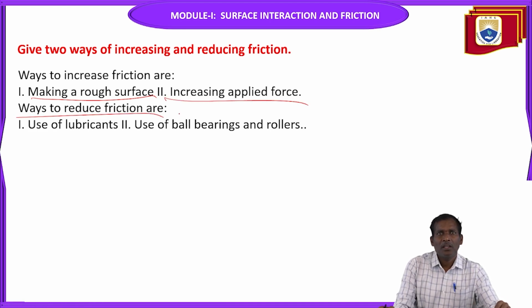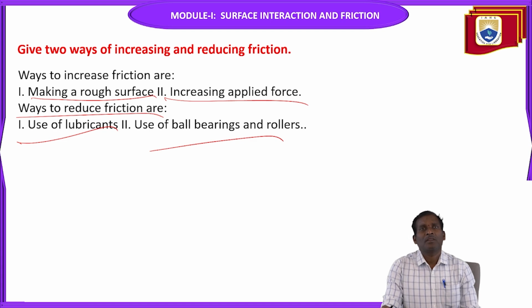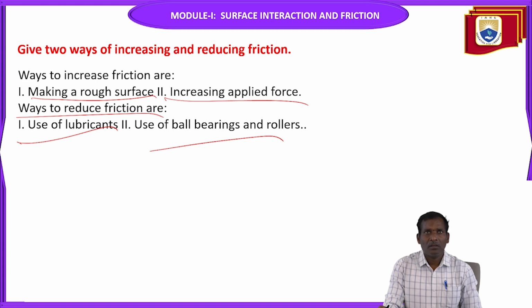Ways to reduce friction: use of lubricants, and use of ball bearings and rollers. Apply these ways and you can reduce the friction. Use proper lubricants to minimize the friction, and use ball bearings and roller bearings. So making a rough surface and increasing applied force increase friction, and these are the ways to reduce the friction.